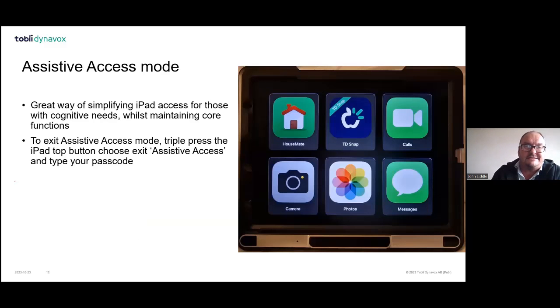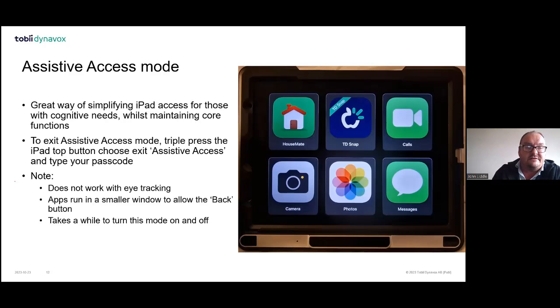So Assistive Access is a great way of simplifying iPad access for those with cognitive needs whilst maintaining the core functions they're likely to use. To exit Assistive Access mode, you need to triple press the iPad top button, press it 3 times, and then choose Exit Assistive Access. Again, you'll be asked to type your passcode.